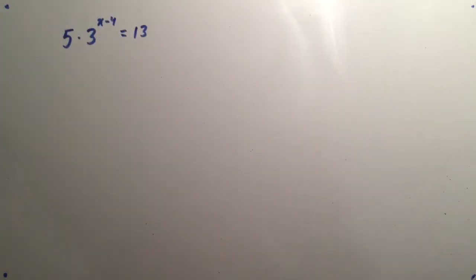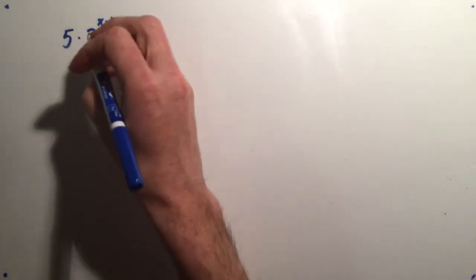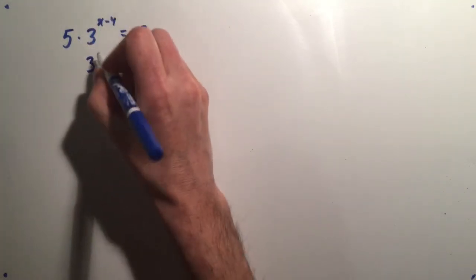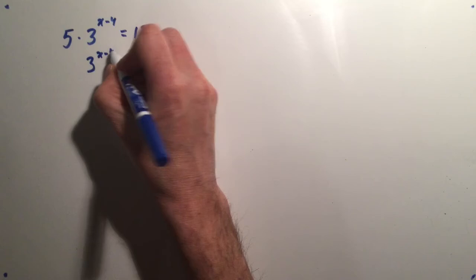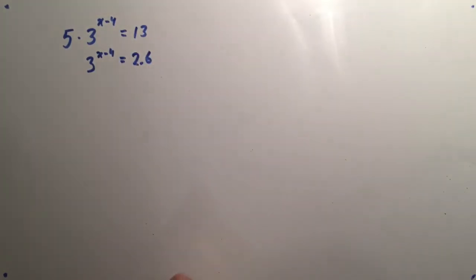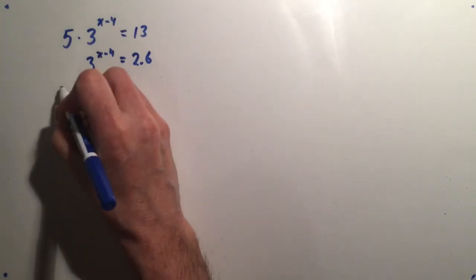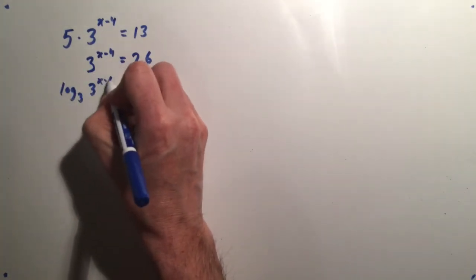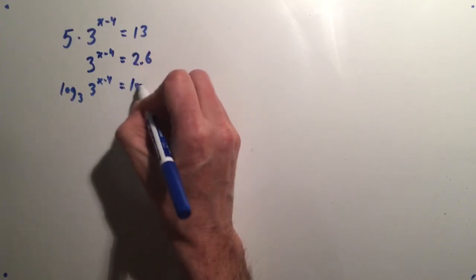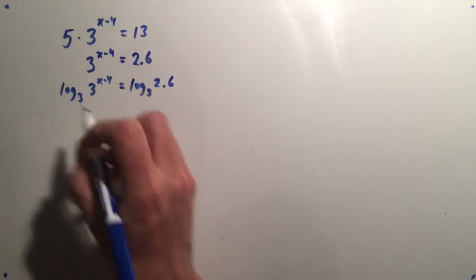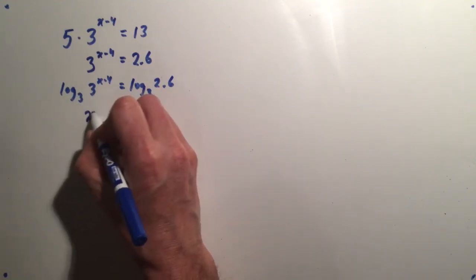Okay, let's try another one. All right, we solved this using our inverse operations. We divide both sides by 5 to cancel out that times 5, and we get 3 to the x minus 4 is equal to 2.6. Then what we're going to do is take log base 3 of both sides. So log base 3 of 3 to the x minus 4 and log base 3 of 2.6. That cancels those 3's out and leaves me with an x minus 4.